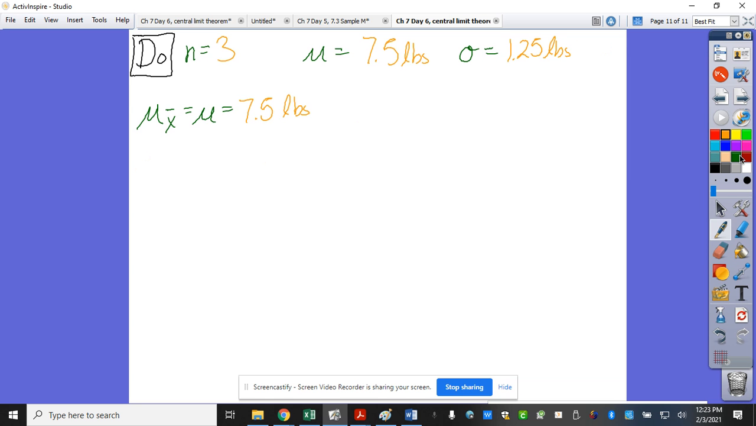Now sigma of x bar equals sigma over square root n. So this is going to be 1.25 over square root of what? Don't have this in front of me. 1.25 divided by square root 3, which gives me 0.7217, which should always be smaller than your standard deviation because if I'm dividing it by a number, it should go down.